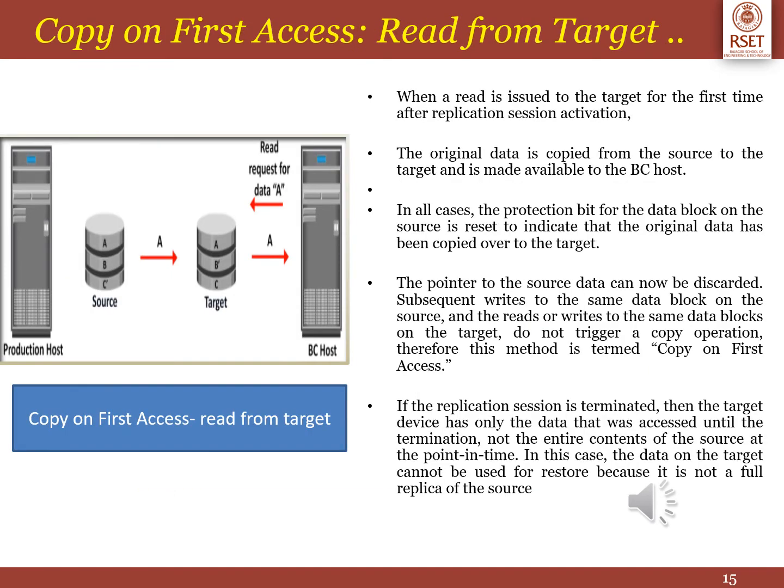In this section, we deal with the copy on first access method from read from target. When a read operation is issued to a target for the first time after the session activation, the original data is copied from the source to the target and it is made available to the host. In all cases, the protection bit for the block is reset to indicate that the original data has been copied over to the target. The pointer to the source data can now be discarded.